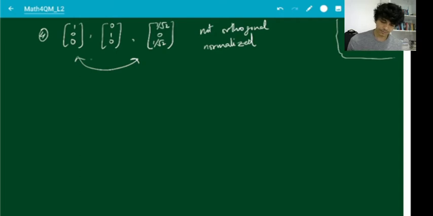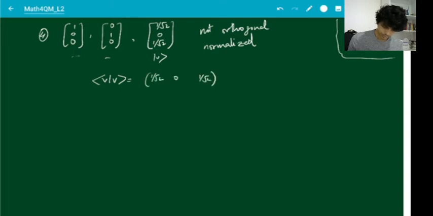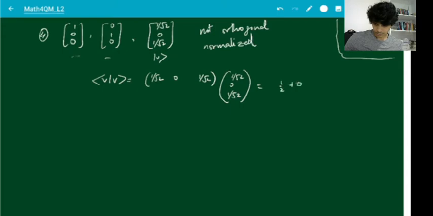You can check that if you take any v, its inner product with itself is equal to 1. I mean, for the first two it's obvious. Let's check the inner product for this one. So if I call this v, then v is just 1 over root 2, 0, 1 over root 2. When you do matrix multiplication, you'll get half plus 0 plus half, which is 1. So it's normalized, but they are not orthogonal to each other.